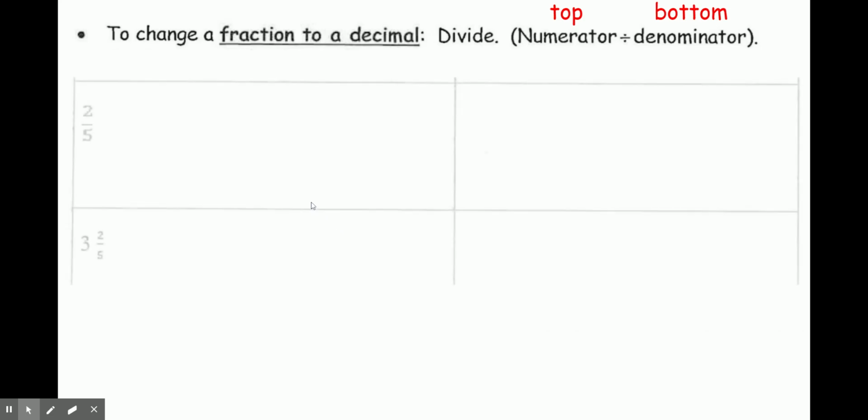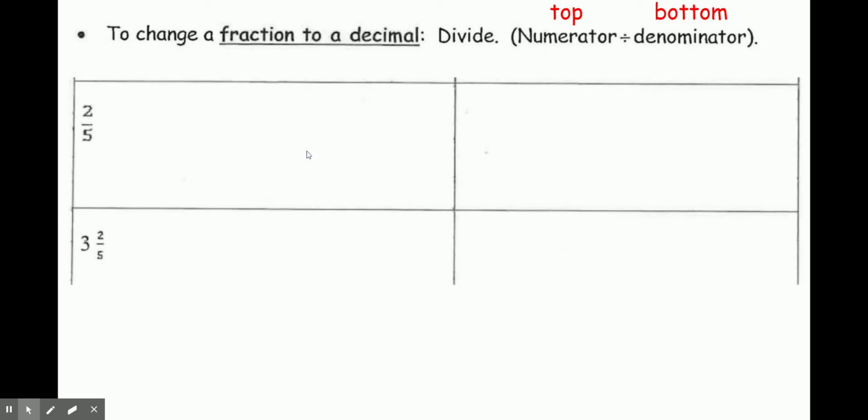All right, so let's do our last 2 problems. Again, if you want to try them on your own, go ahead. 2/5. Which one goes in? Which one goes out? Remember, in and out. In and out. 2 and 5. So 5 does not go into 2. We're putting our decimal point and adding a 0. 5 does go into 20. 5 times 4 is 20. Look at that. No remainders. So that's going to be our answer.